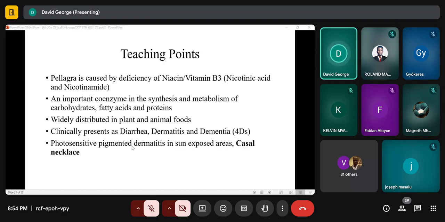Dementia is put there just for remembering, but the neurological presentation is varied and can include an encephalopathy, dementia as one of them, anxiety, insomnia, and many other neurological symptoms. And then the fourth D, which we did not include here, is death. If you remember reading your theory, we say pellagra is one of the very few diseases, if not maybe the only one, in which death is a cardinal manifestation. Without prompt treatment, pellagra ends up in death. So the 4Ds are diarrhea, dermatitis, dementia, and death.